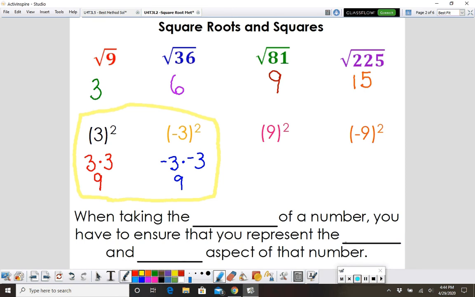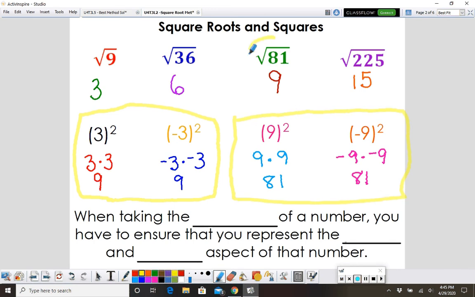Okay, let's look at the next one. We've got 9 squared here. 9 squared is 9 times 9. 9 times 9 is going to be 81. And over here we have -9 squared. So -9 times -9 is also 81. So again, hold on to this fact. And what I want you to look at are these problems here.